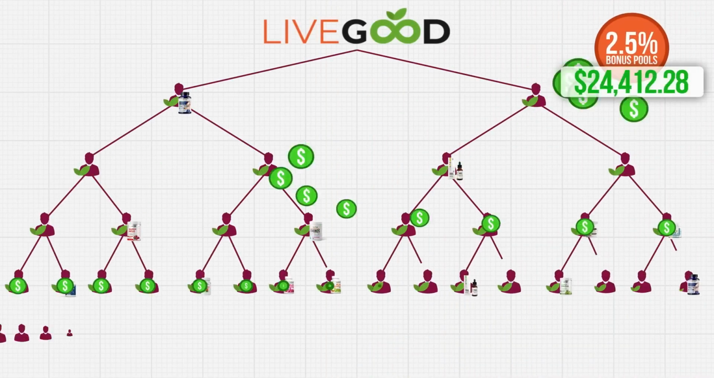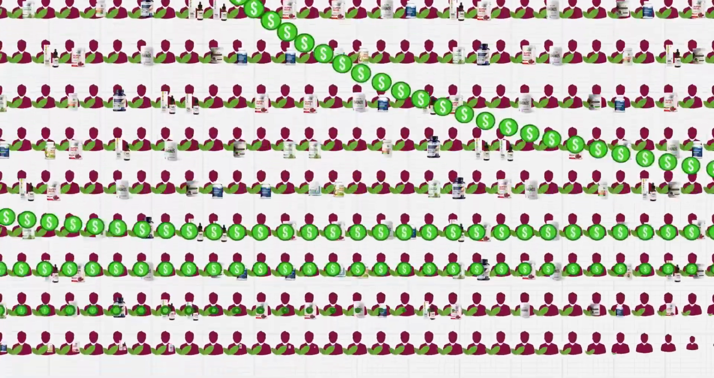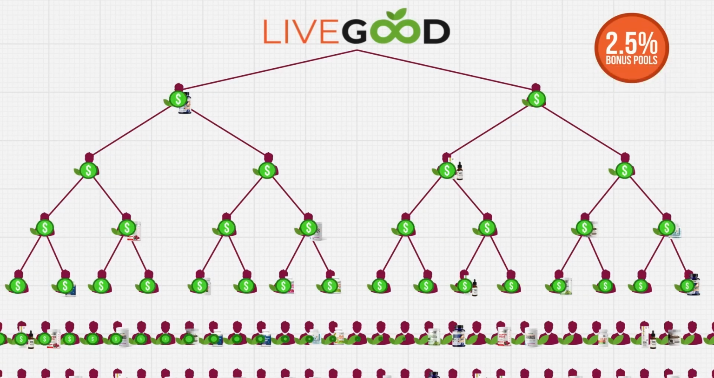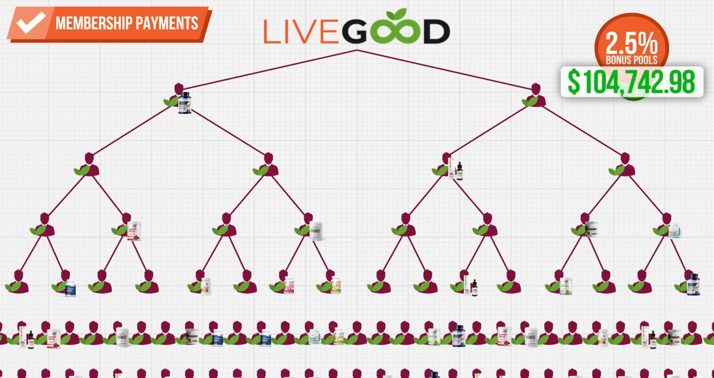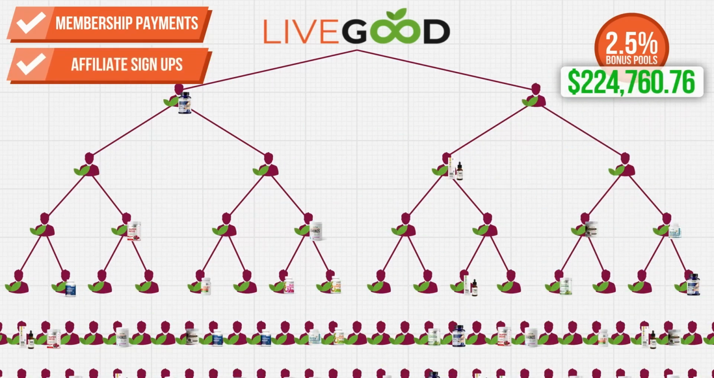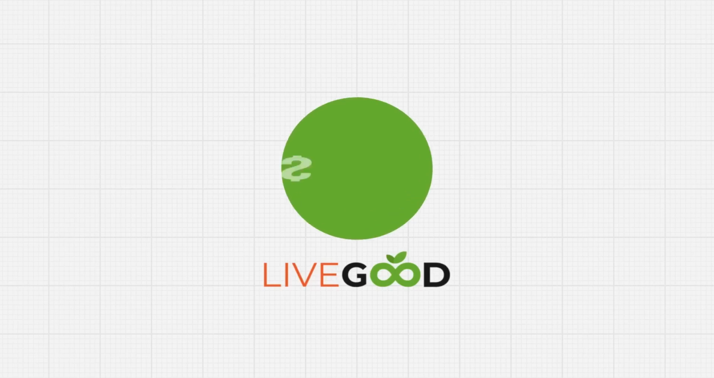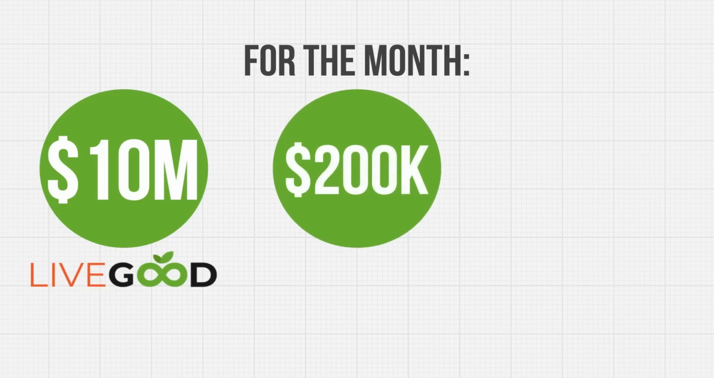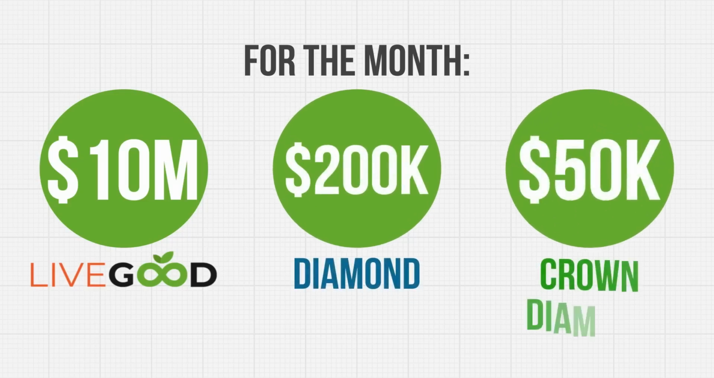And as if that weren't enough, we also put another 2.5% of every dollar that comes into the entire company into bonus pools for diamonds and crown diamond leaders. This includes revenues from membership payments, both monthly and yearly, affiliate signup fees, and all product purchases. So if the company does $10 million in total revenue for the month, for example, that means $200,000 goes into the diamond pool and $50,000 goes into the crown diamond pool.